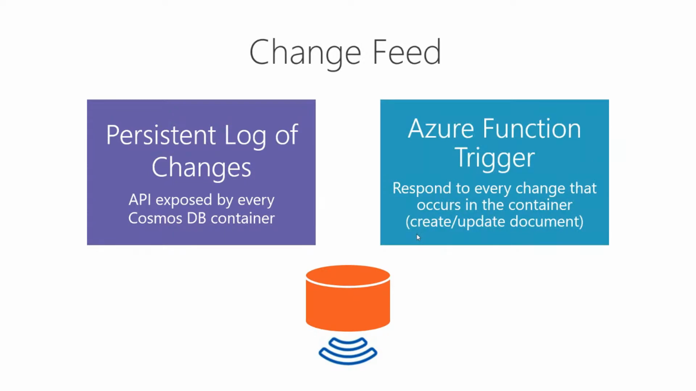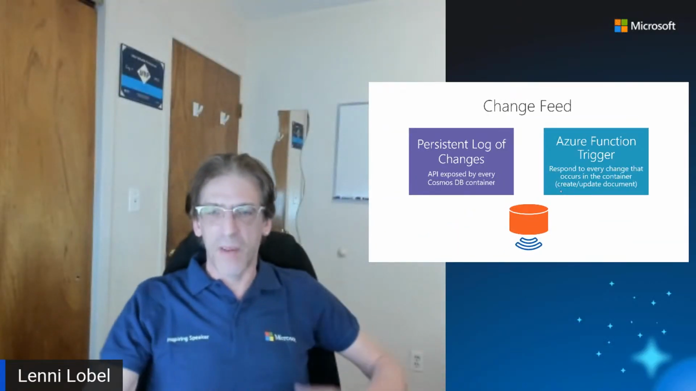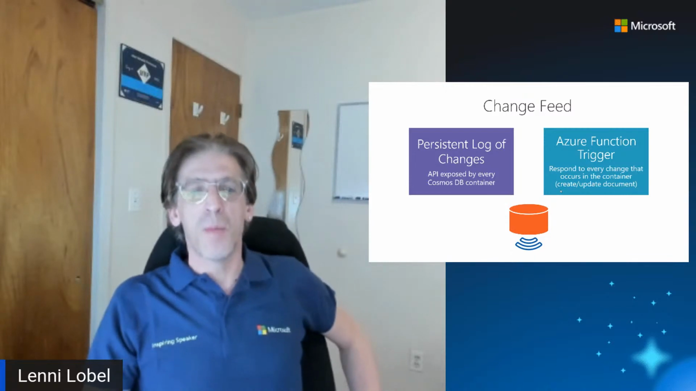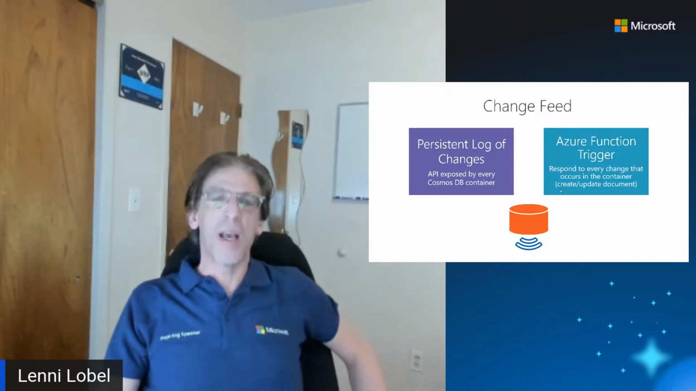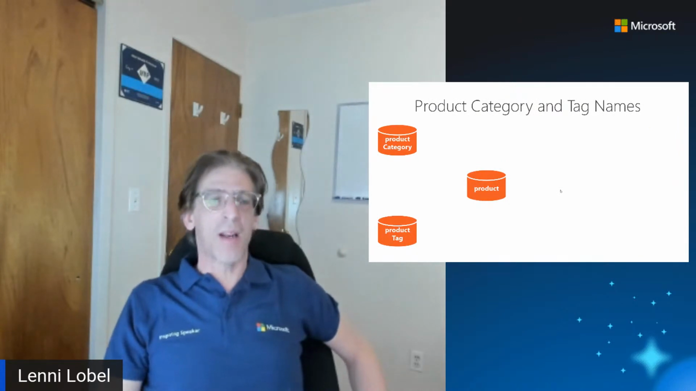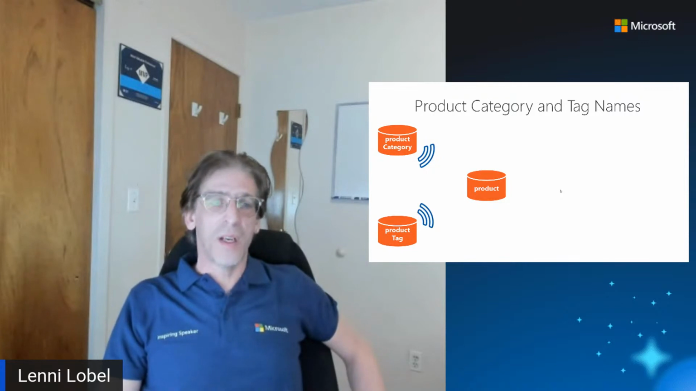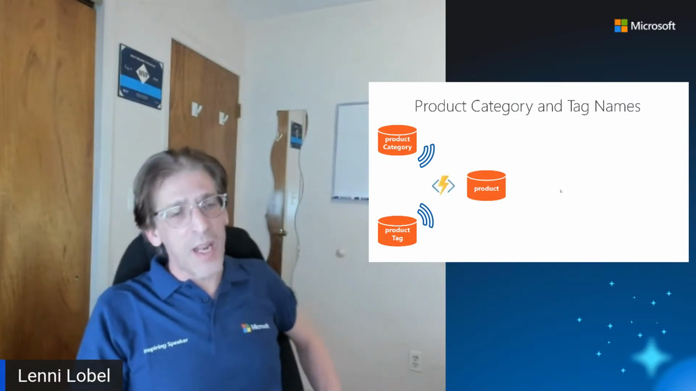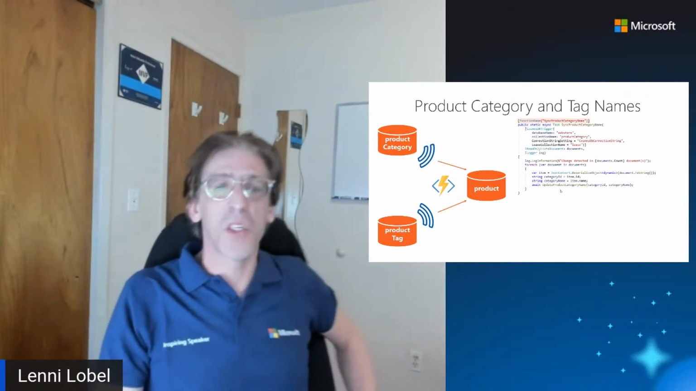And you can build microservices. You can use Azure functions to do this very easily, to watch the change feed, respond to every change that occurs, and respond and process it in some way. And in this case, it would be to keep our denormalized data model in sync with master data as it changes. So on the product category container and on the product tag container, they each have a change feed. And when any master data changes, we can have an Azure function wake up and cascade the change to the product table. Here's just some pseudo code.